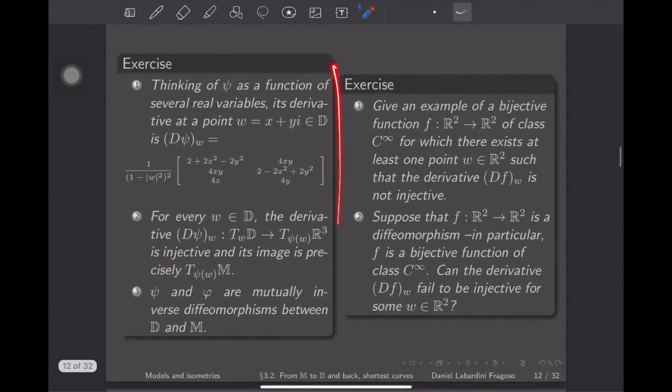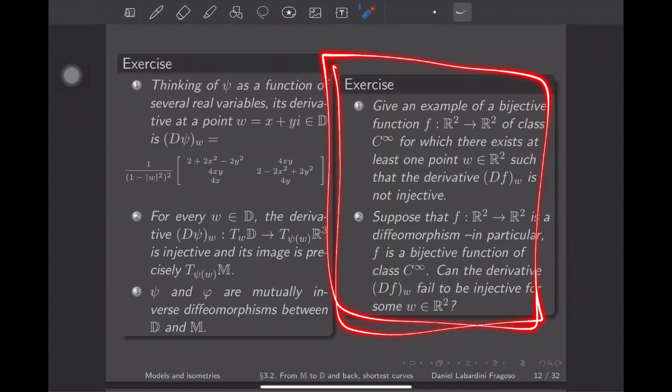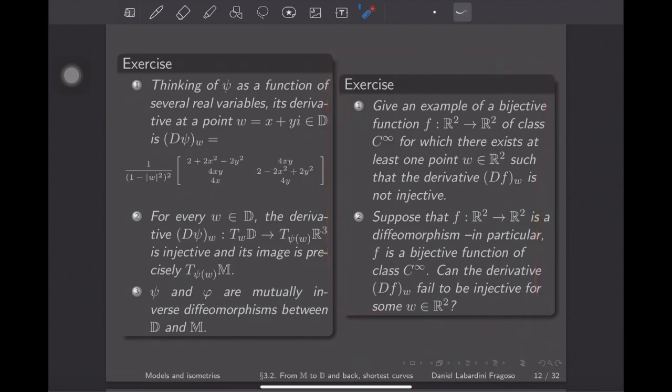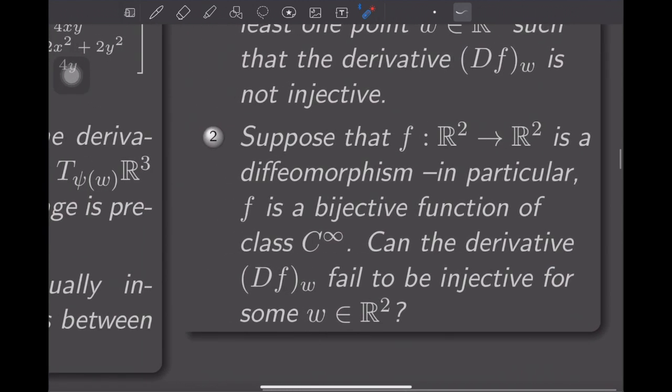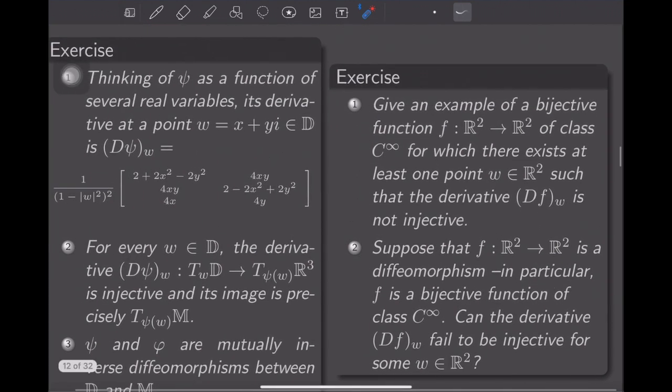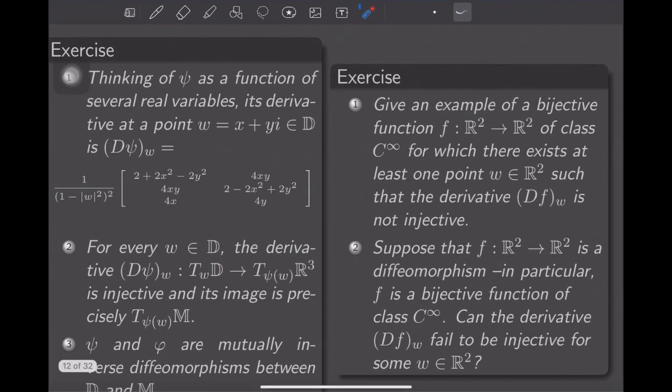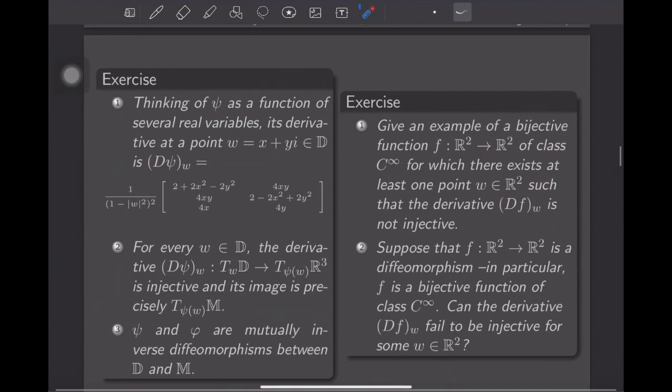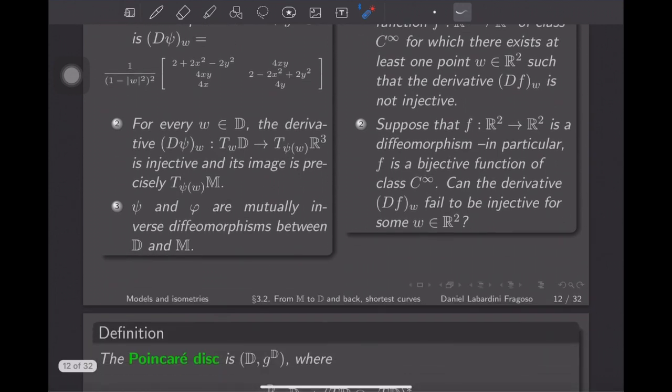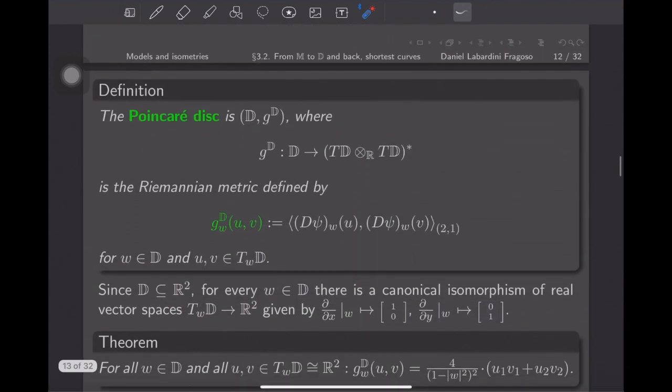Okay, another exercise, just to check that being bijective of class C infinity does not suffice in order to be a diffeomorphism. Okay, anyway, I'm going to keep going.